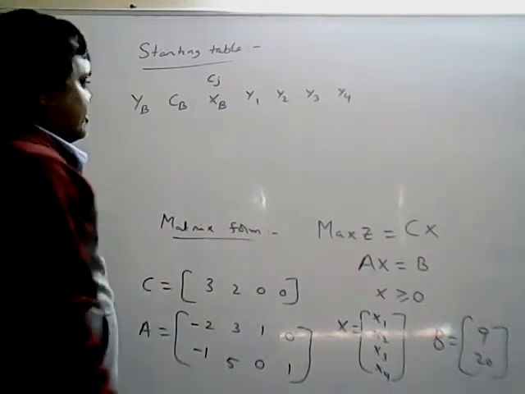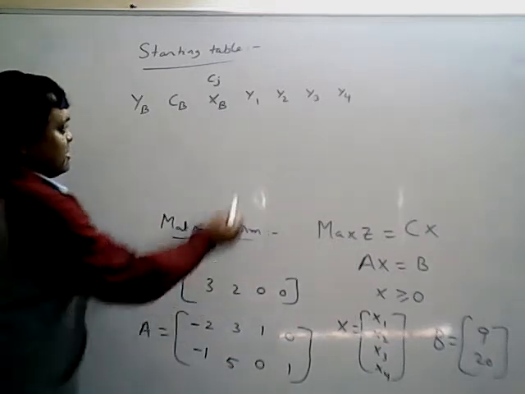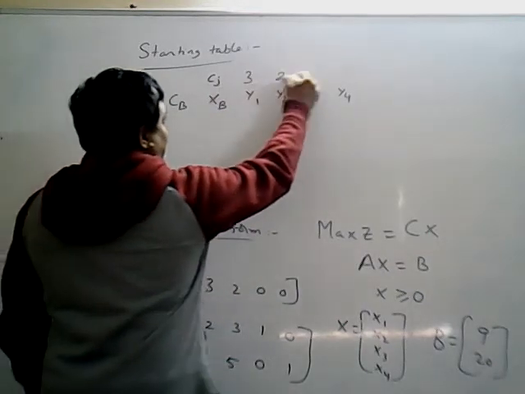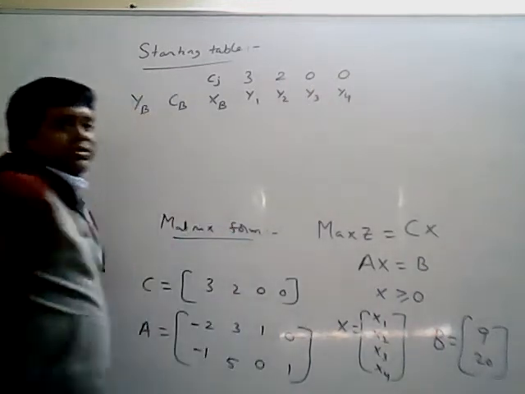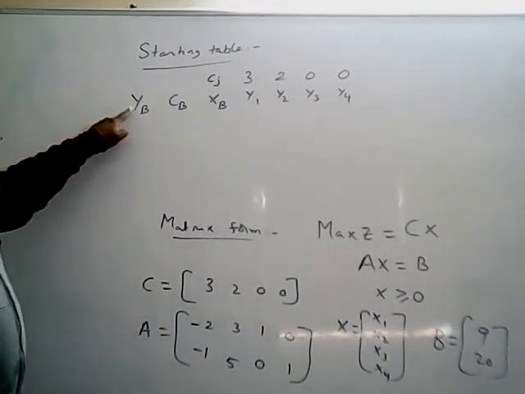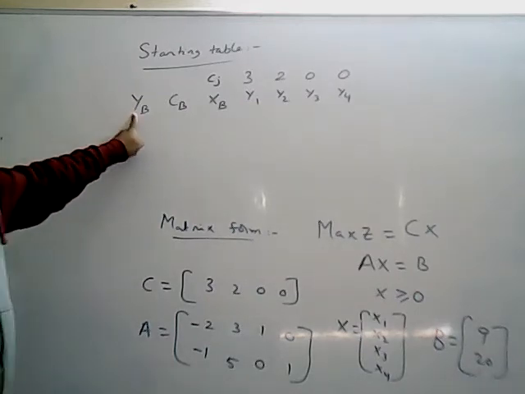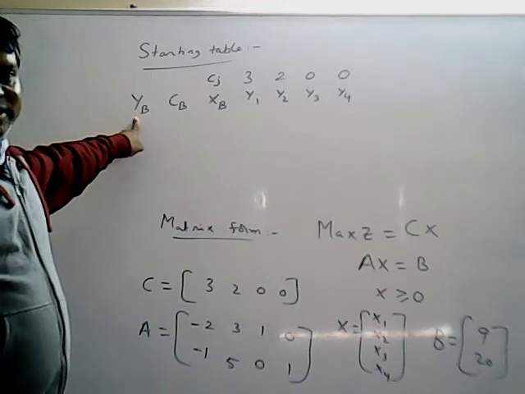Now see. First, always write your C matrix. This is the C matrix: 3, 2, 0, 0. Now you have to fill the entire table. How will you fill it? First you have to identify which variables enter the basis. Where do you get the unit matrix elements? Those variables enter the basis in order.